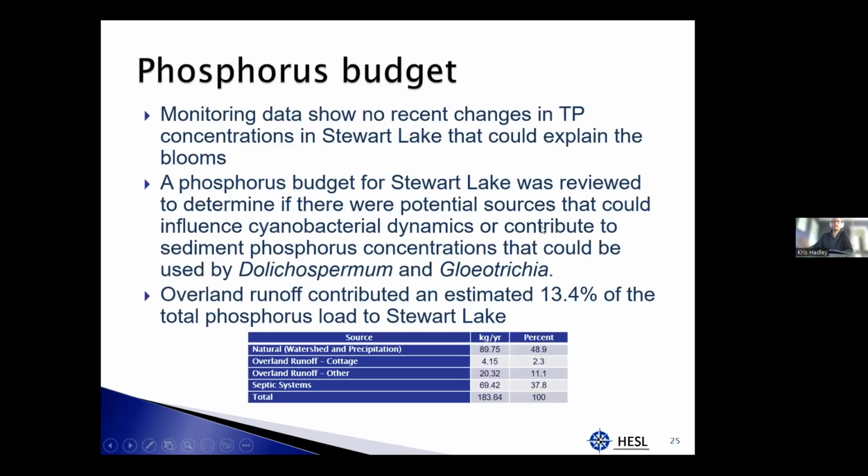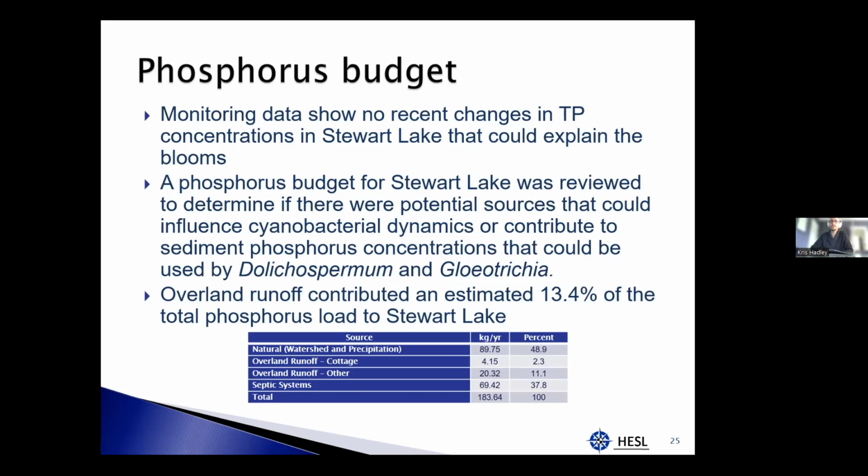And then looking at phosphorus further, we looked at the phosphorus budget for Stewart Lake, which is the modeling, what the model suggests the sources of phosphorus are to the lake, both from the watershed, from septic systems, from other natural sources. Precipitation falling on the lake has phosphorus in it, and then from overland runoff over cottages and over the other, in this case, would be largely MAC tier, the other developed areas in the lake.